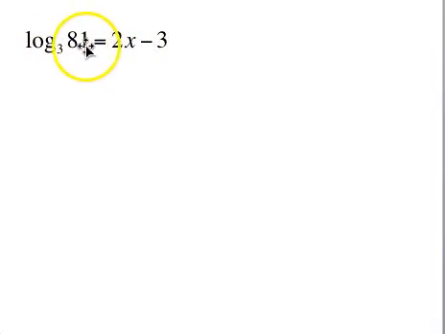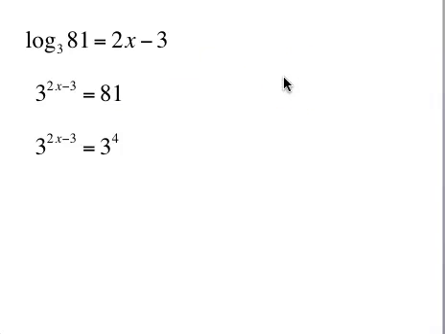The answer is the exponent. 3 to the 2x minus 3 equals 81. This is now an exponential equation we have to solve. But 81 is 3 times 3 times 3 times 3. 3 times 3 is 9, times 3 is 27, times 3 is 81. So 81 is 3 to the 4th power. So we get 3 to the 2x minus 3 equals 3 to the 4th power. If that is the case, 2x minus 3 equals 4.